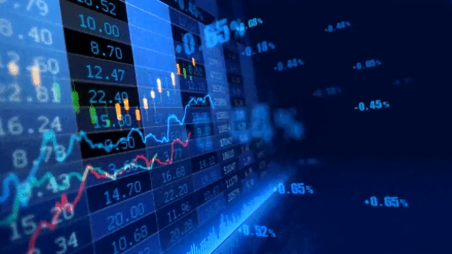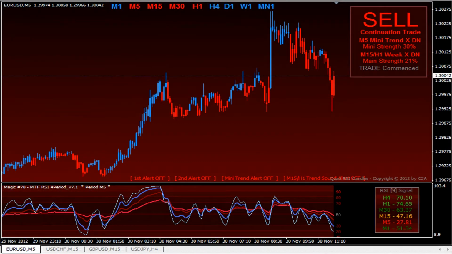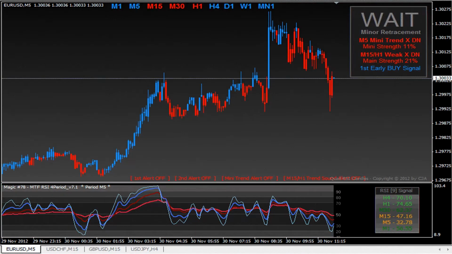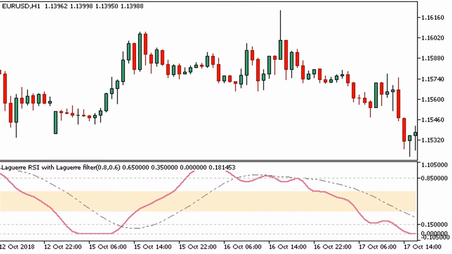Indicators are divided into two categories: leading indicators and lagging indicators. Generally speaking, oscillators like RSI and stochastic are considered leading indicators, while indicators derived from moving averages, like MACD, are considered lagging indicators. Lagging indicators get you into the trade late, and leading indicators are prone to false signals.